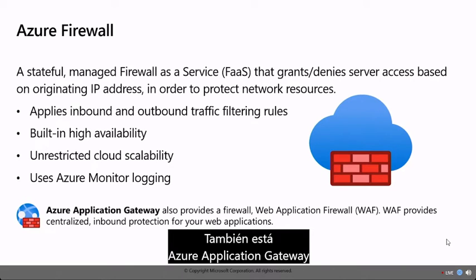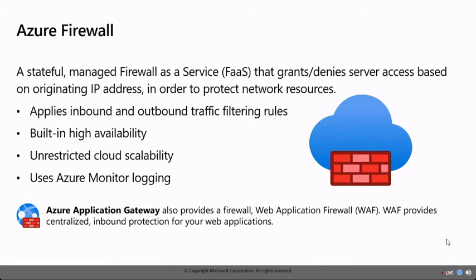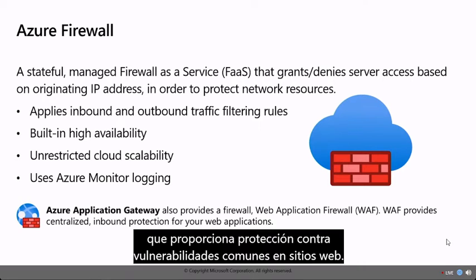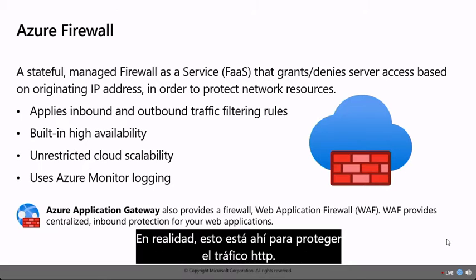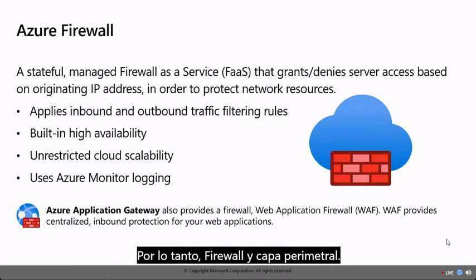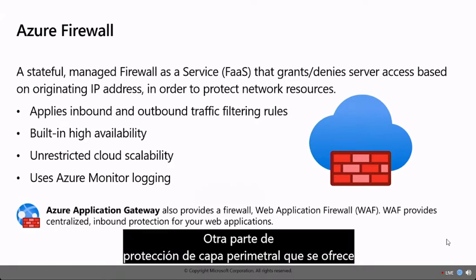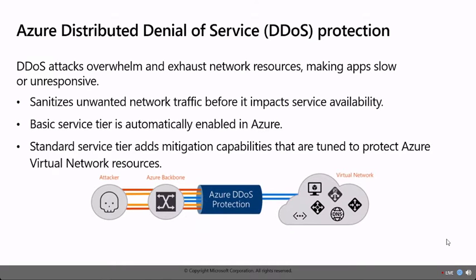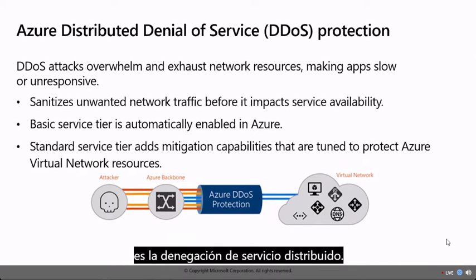There is also the Azure Application Gateway, which is a load balancer that includes a web application firewall providing protection from common known vulnerabilities in websites. So really, this is there to protect your HTTP traffic. So firewall, perimeter layer. Another piece of perimeter layer protection that's offered is the distributed denial of service.